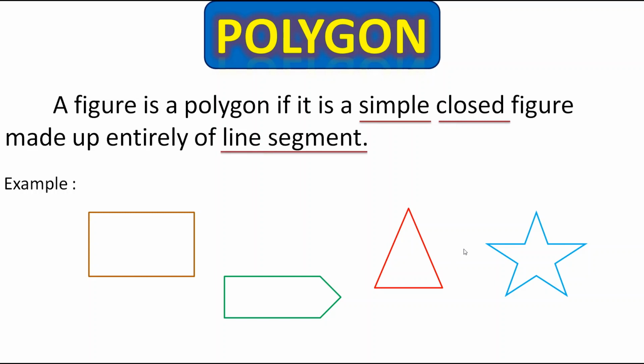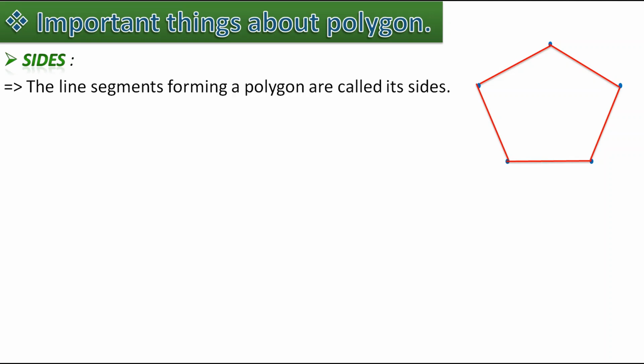Now let's understand important things about a polygon. Here I have taken one polygon, so let's understand with the help of a diagram. First we will understand the sides of a polygon. What do you mean by sides? The line segments forming a polygon are called its sides. So here these are the sides.